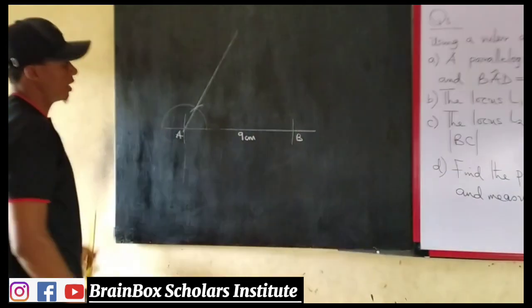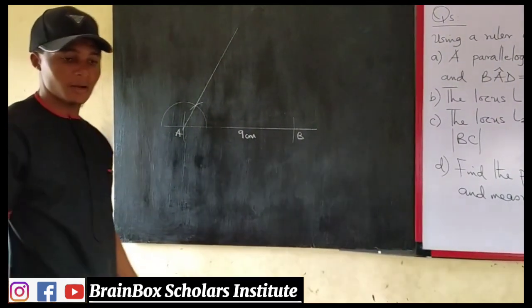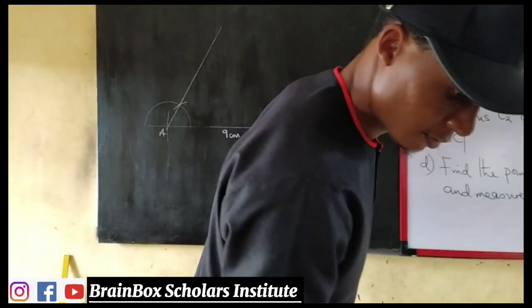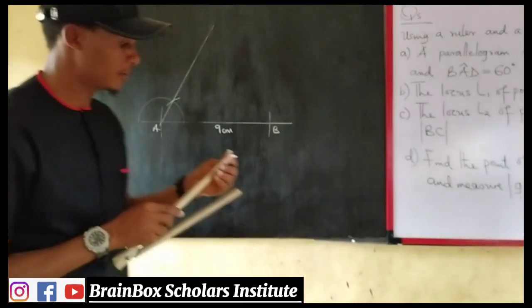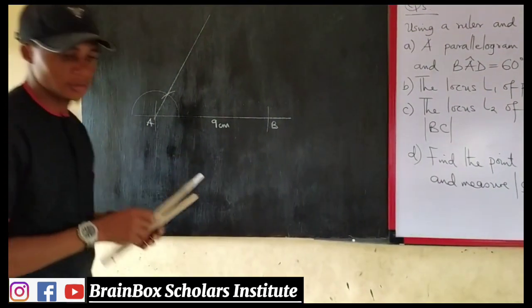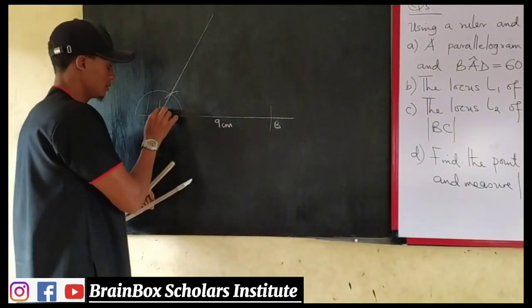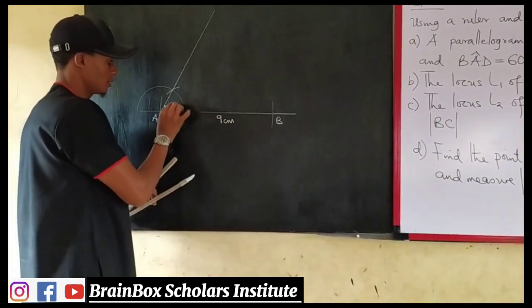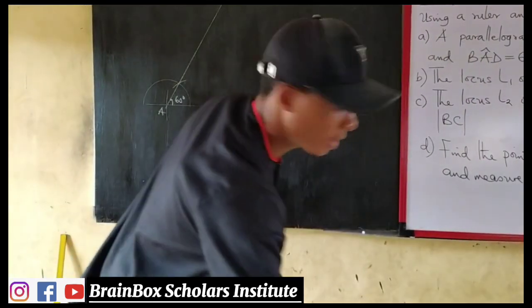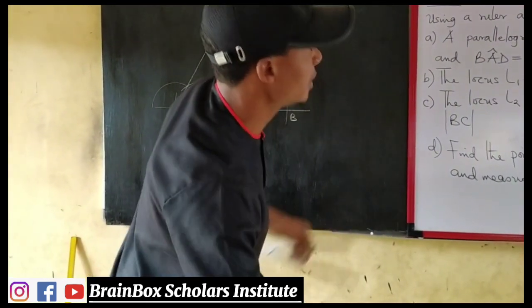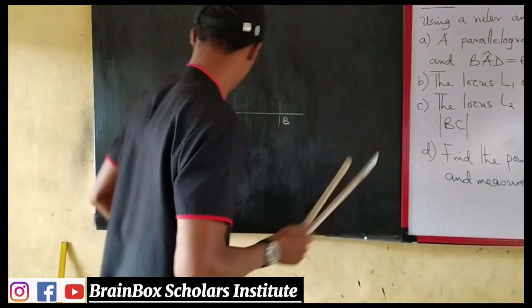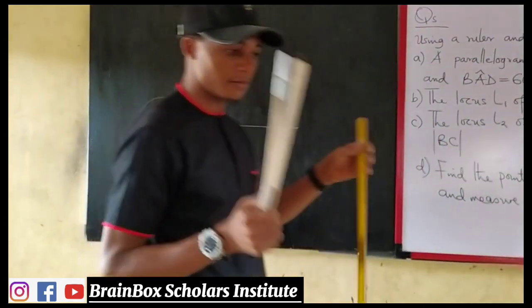So I've gotten this. Now, what next? Here is my 60 degrees. Now, the next thing is to measure 7 here. So let me measure my 7 here.